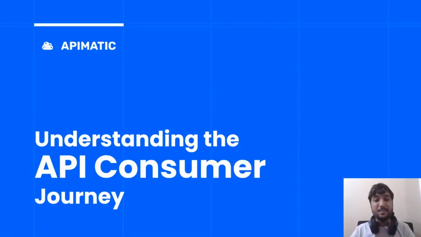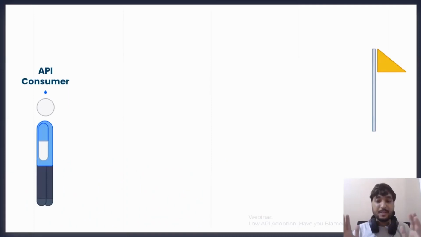To understand what can go wrong and how we can optimize your API portal to improve API adoption, we have to first understand the journey that an API consumer goes through before they start using your API in their application. I like to break down the journey in three big phases.